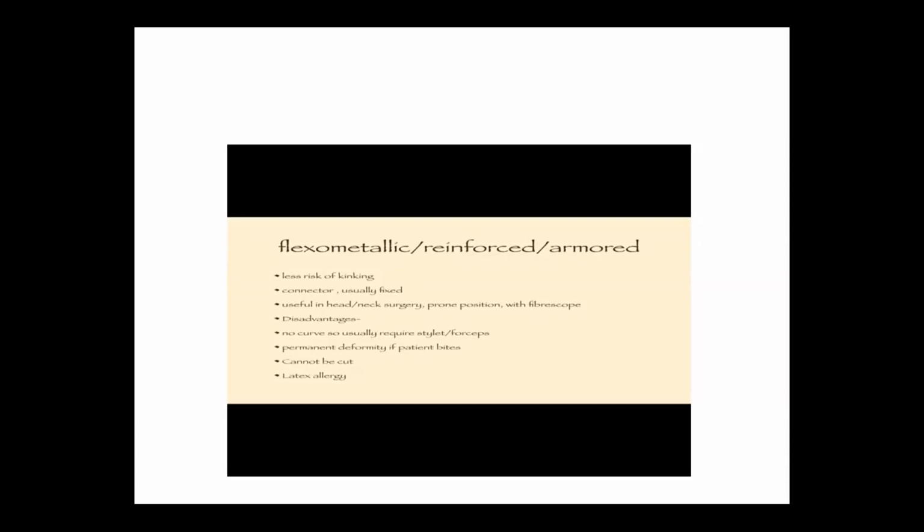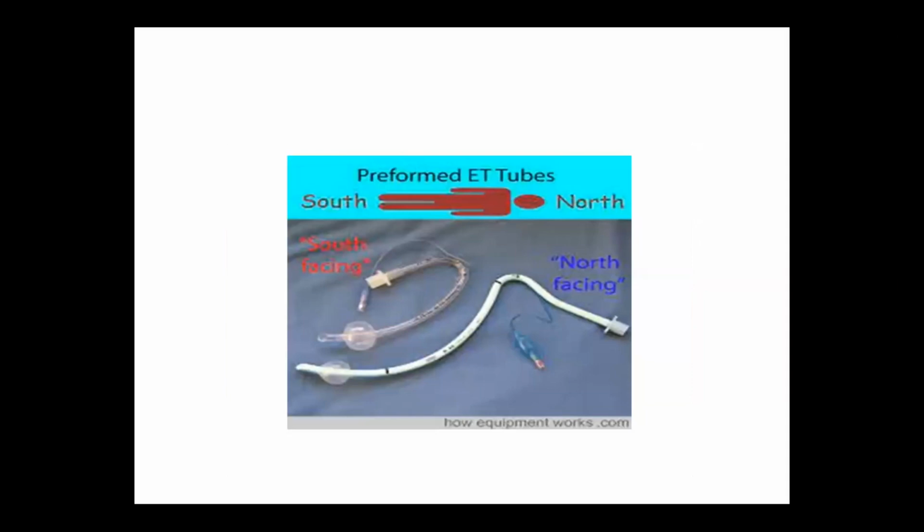Okay. Now, these are the advantages. Now, what are the disadvantages? Since this tube is very flexible, it requires a stylet and forceps for insertion. Moreover, there could be permanent deformity if the patient bites it. If you want to shorten the tube, it cannot be cut. So these are, again, advantages and disadvantages you should be aware of.